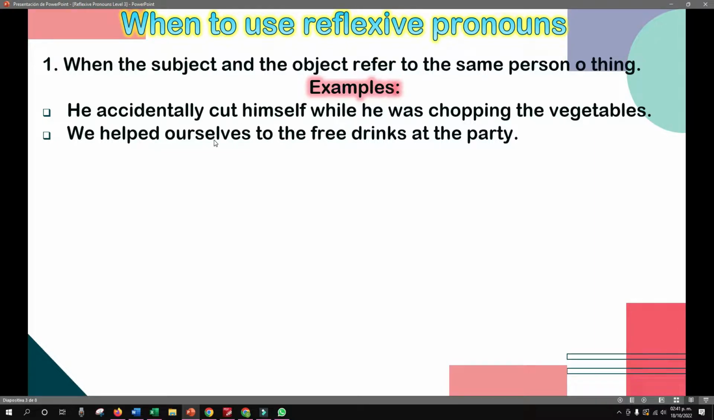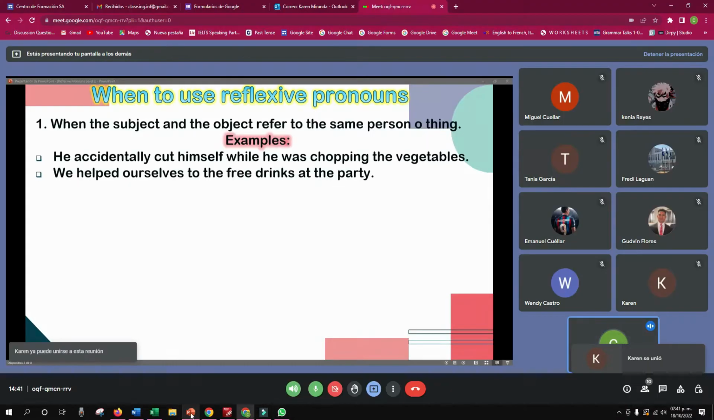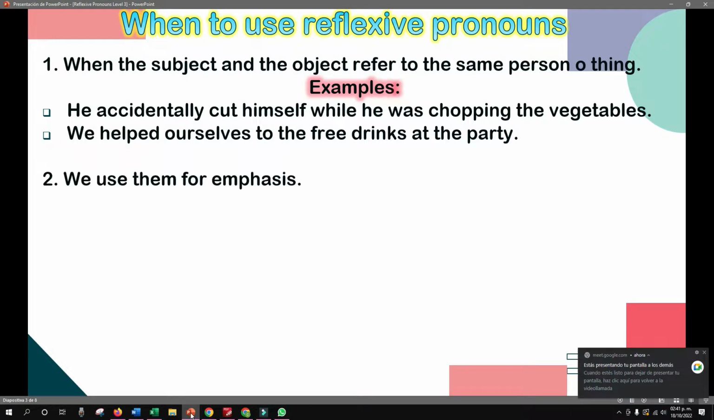If you notice, the ending of these words ends in elves, right? What about the first one? Self, because that is singular, right? So, we use them for emphasis. Also, if we want to mark an emphasis, we can use the reflexive pronouns.